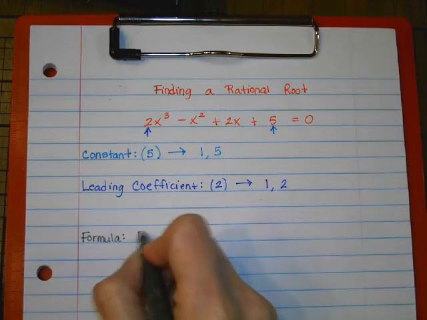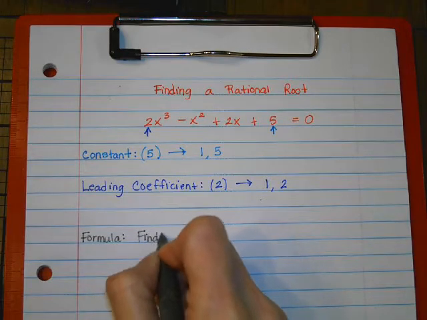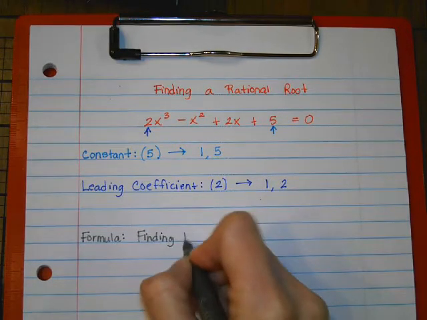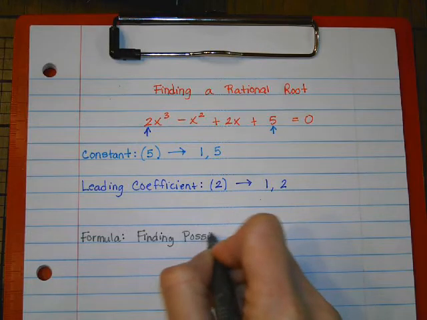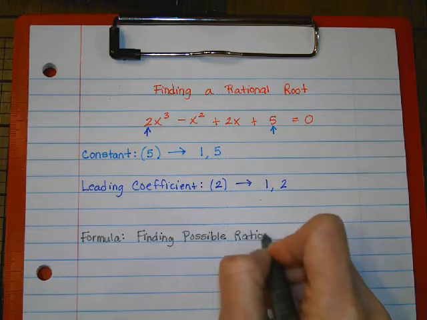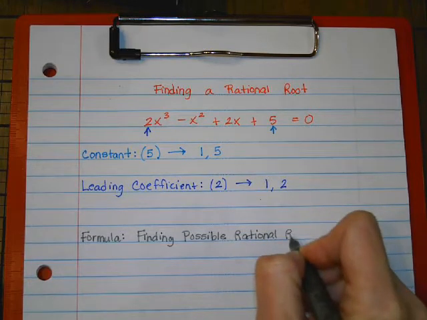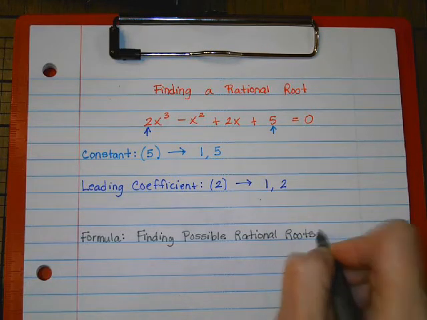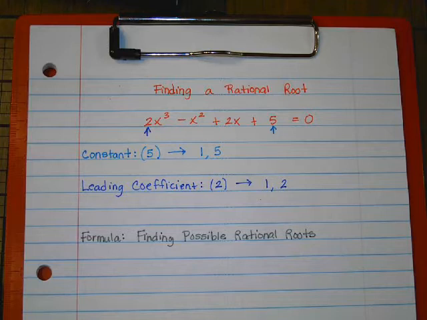And this is for finding possible rational roots. All right, so our formula defining possible rational roots is going to take everything that you just have used right here, and we're going to use it right down here.